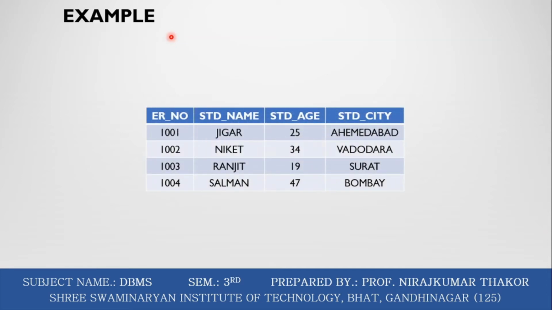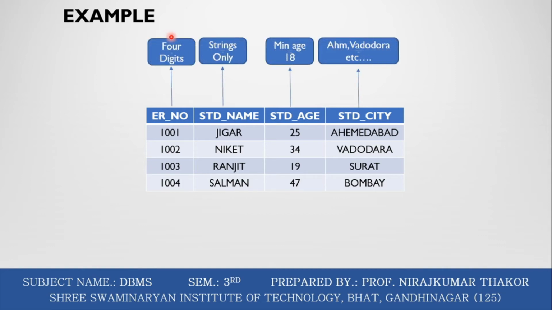Here is an example. We have seen that these are the four columns: the year number, student name, student age, student city. These are the four attributes. The first one is the year number, the second one is the student name, the third one is the student age, and the fourth one is the student city. And here these are the domains. The year number has 4 digits, the student name is a string, the student age has a minimum of 18, and the student city is Vadodara, etc. This is the primary key of this table, year number, and these are the domains.